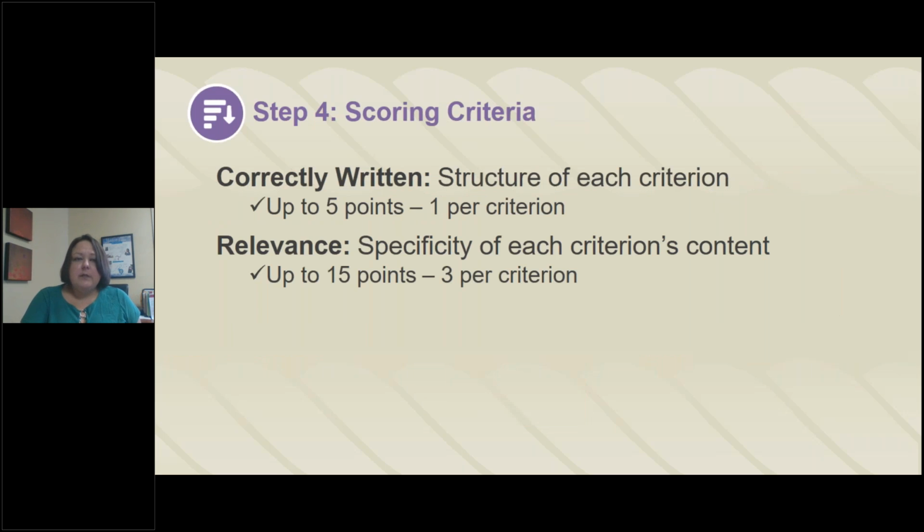Now, the structure of a criteria, it's only 1 point for each of the 5 criteria, so they're independent from each other. The relevance, or rather the specificity of each criterion's content to the underlying problem, is eligible for up to 3 points per criterion. Now, to be considered correctly written, we're going to be looking at 4 different aspects.